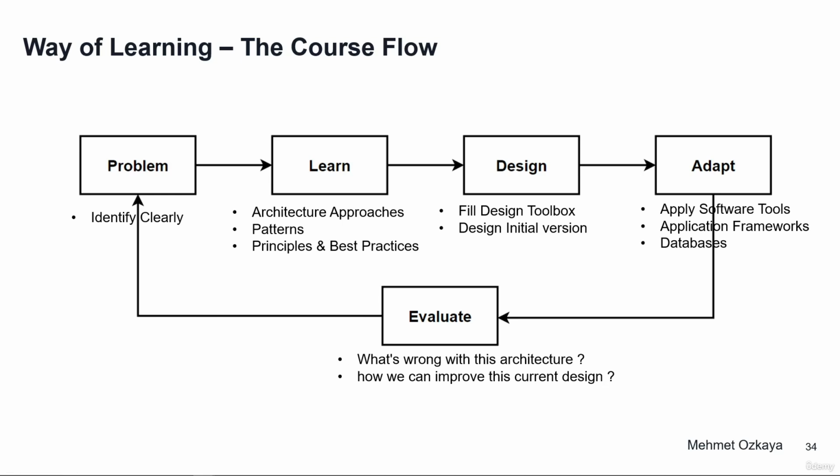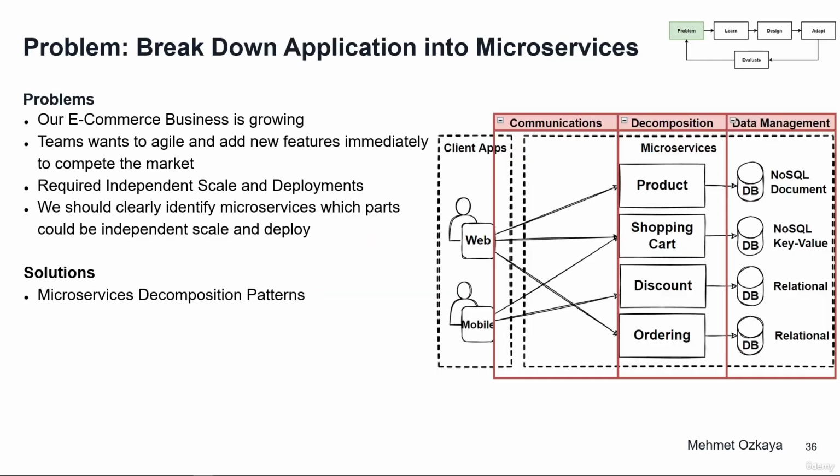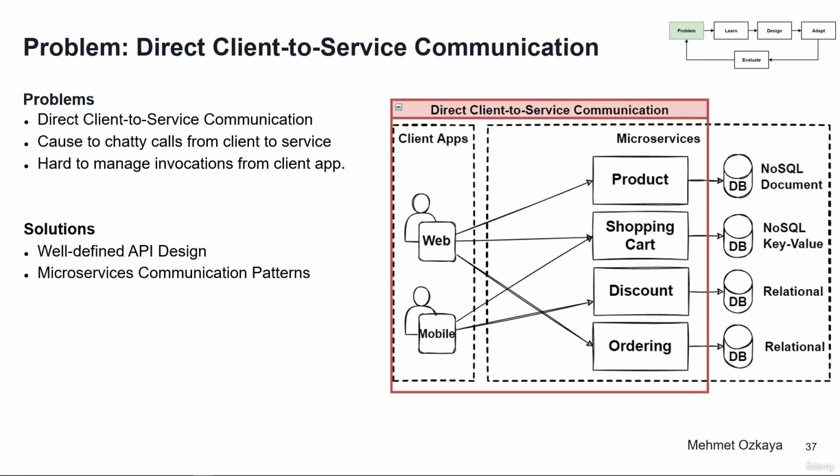So now let me show you some of the problems that we will solve during the course. Here you can see some of the problems. For example, we have a problem named increased traffic, handle more requests. We will solve this problem by applying vertical and horizontal scaling. The second problem is breaking down the application into microservices. We will solve this problem by learning microservice decomposition patterns. Another problem is direct client to service communication. To avoid this communication, we will learn microservice communication patterns.